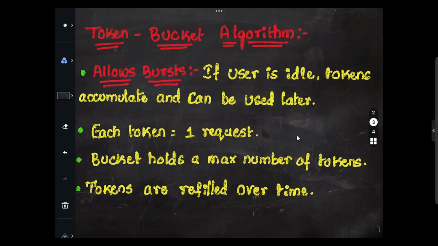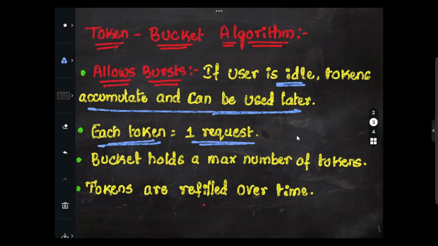Let's discuss the token bucket algorithm here. This allows bursts, basically. When I say this allows bursts, suppose the user is idle, not doing anything. At that time, tokens accumulate, and they can be used later. So when the user is idle and not performing any action, tokens accumulate, and we can use those generated tokens later. In this case, each token equals one request. Just keep this in mind.